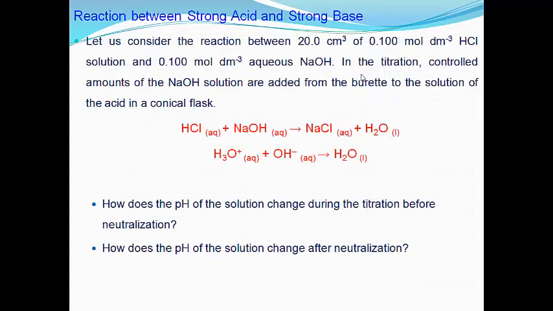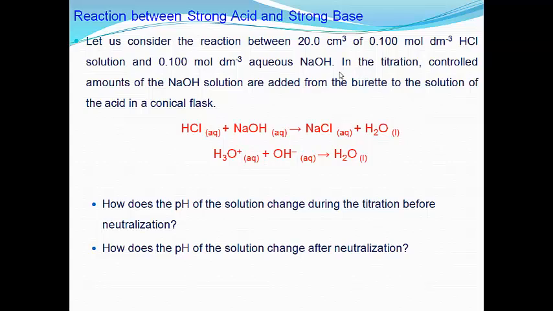So let us look at an example of a titration involving a strong base and a strong acid. Let us consider the reaction between 20 cm3 of a 0.1 mol/dm3 HCl solution and 0.1 mol/dm3 aqueous sodium hydroxide. In the titration, controlled amounts of the sodium hydroxide solution are added from the burette to the solution of the acid in a conical flask.